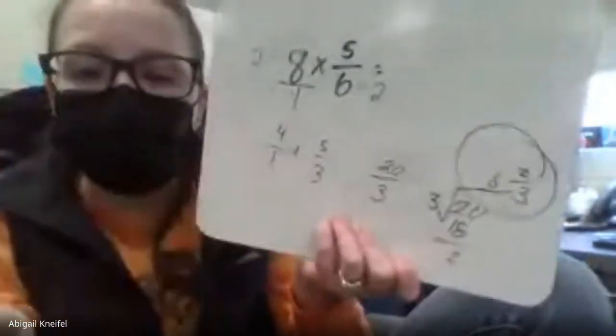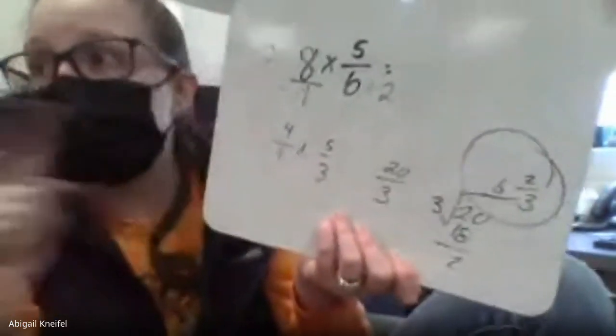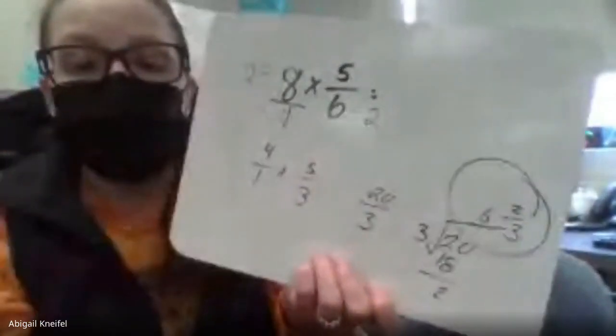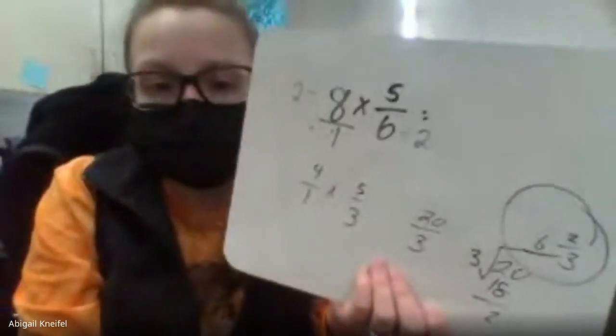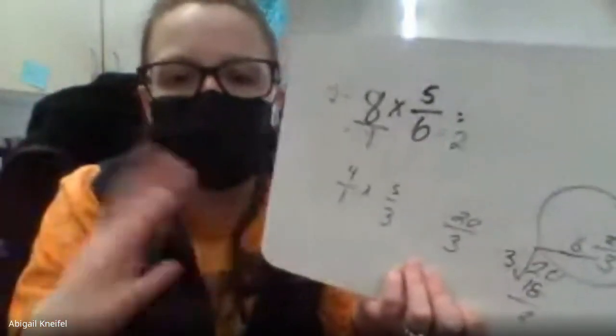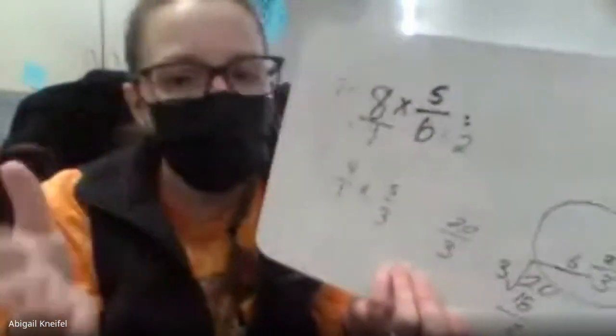So whether you cross simplified or didn't, you still got the same answer, right? Regardless of if you saw you could cross simplify or you didn't, either way, you should have gotten 6 2/3. Remember, cross simplifying just makes things easier. It doesn't change the outcome of the problem. It just makes the problem simpler for us. And we like simple things.